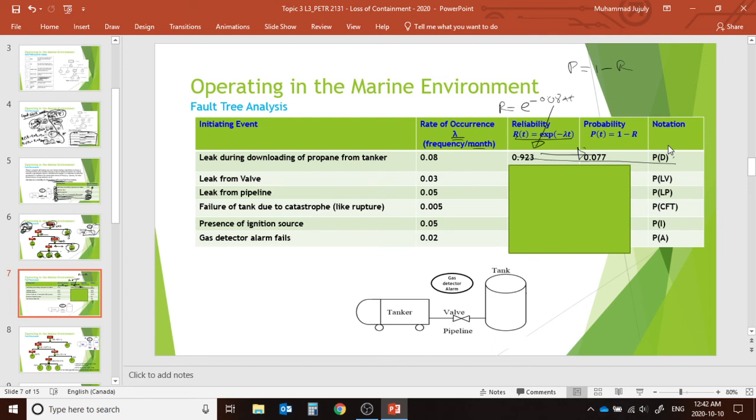Just like that, we can calculate the probability of failure for all these events. I will not show the results. You can do it by yourself. And the notation would be PLV, LP, CT, CFT, like PI for the ignition source, PA for the alarm, that means alarm fails, PA the probability. Ignition source, PI, catastrophic failure, CFT, leak from pipeline, LP, leak from valve, LV, and the leak during the unloading of the propane, PD. So this is how we denote it.